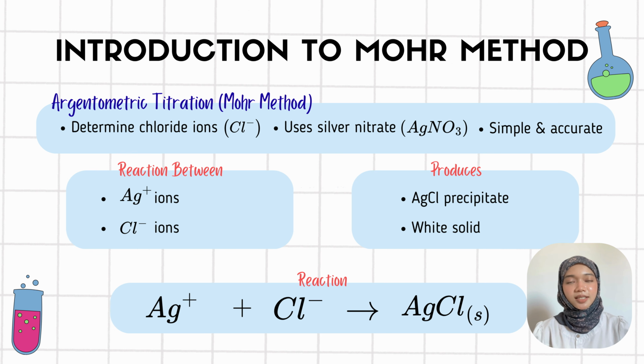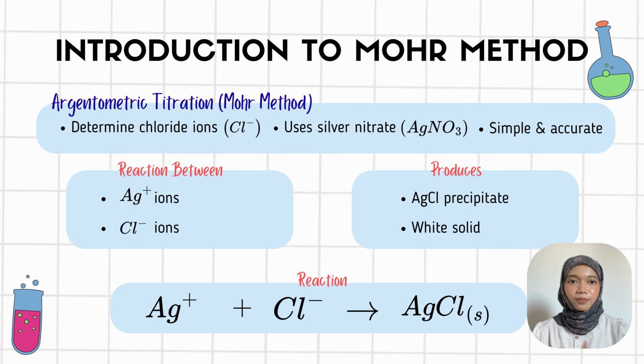Mohr titration is a type of precipitation titration that uses silver nitrate solution as the titrant to determine the concentration of chloride ions in a sample. Since sodium chloride contains chloride ions, the amount of chloride present can be used to calculate the amount of salt in the food product. The Mohr method is widely used because it is simple, reliable, cost-effective, and also produces accurate results.